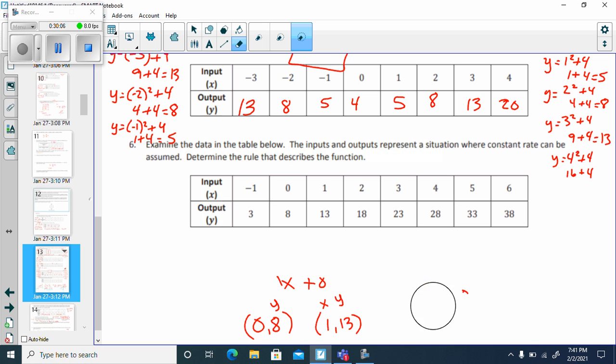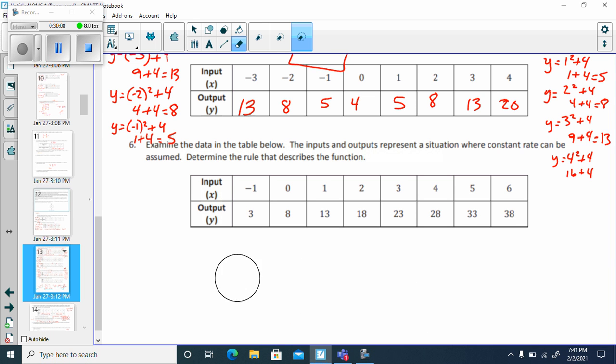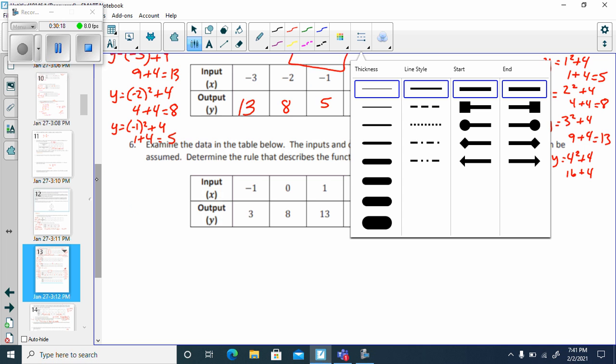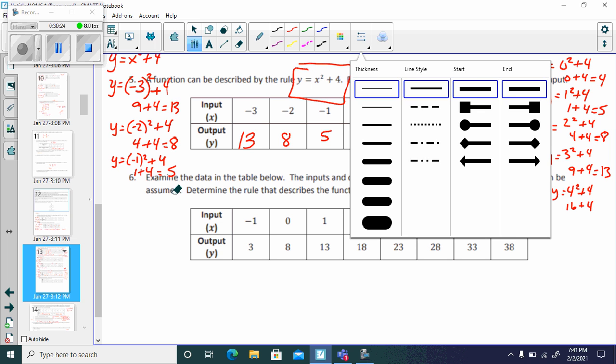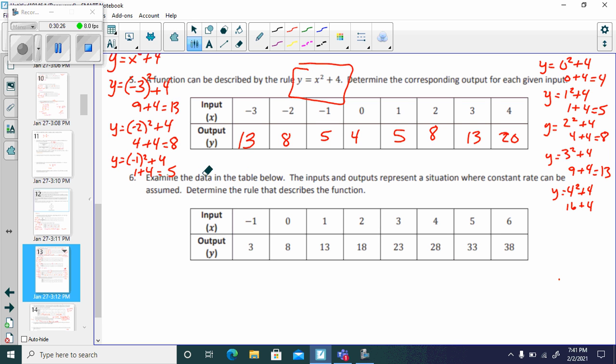Let's see what 6 is asking us to do. So all this is about linear functions here. 6 is asking us to examine the data in the table below. The inputs and outputs represent a situation where constant rate can be assumed. So that means it's a linear equation, y is equal to mx plus b. Determine the rule that describes the function.